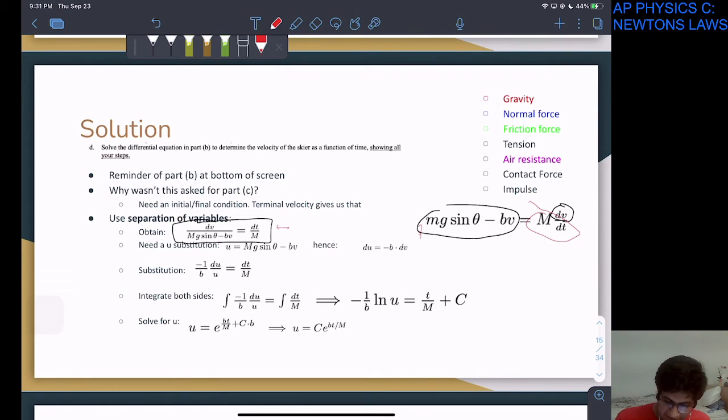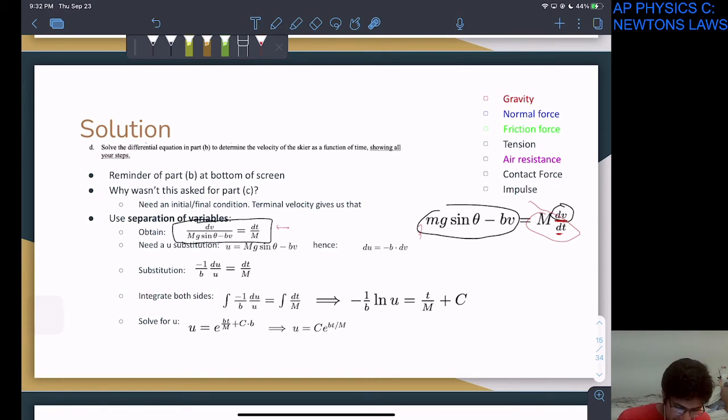We want dv, our velocity differential, and we want the dt to be on separate sides, and we want all terms that vary with that to be on the respective side. So in this case, m is a constant, so it can be basically wherever you want it to be, and mg sine theta is also a constant, but this minus bv is a velocity dependent term because there's a v in it, so we want it to be on the dv side.